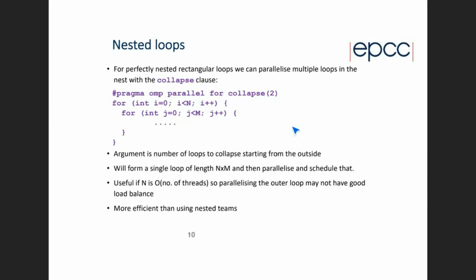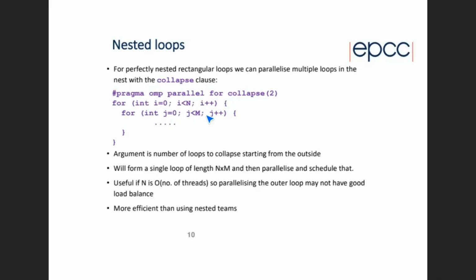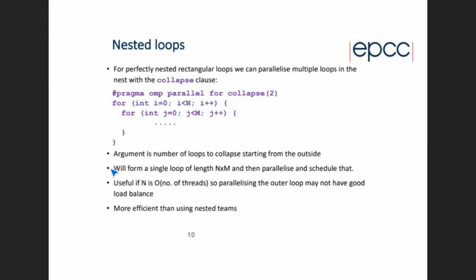Well, the argument to the collapse clause is the number of loops to collapse, counting in from the outside. So in this case, I've got 2 loops, so I need to tell it to collapse both of these together. What does this actually do? Well, it implicitly transforms this nest of loops into a single long loop. So in this case, it will have n times n iterations.